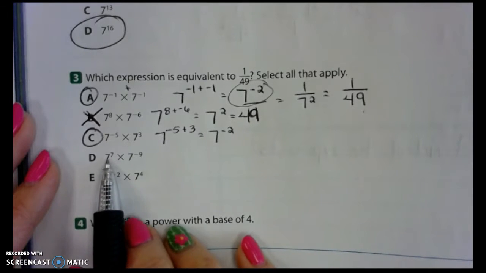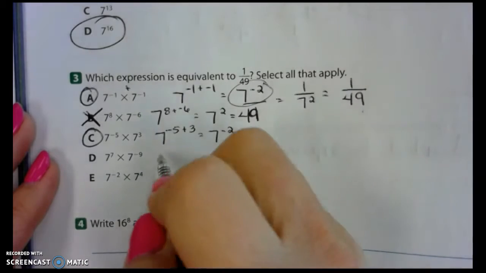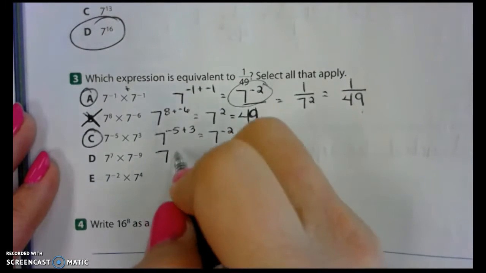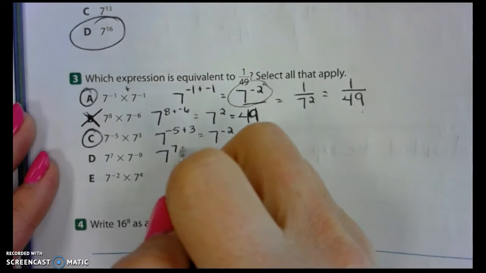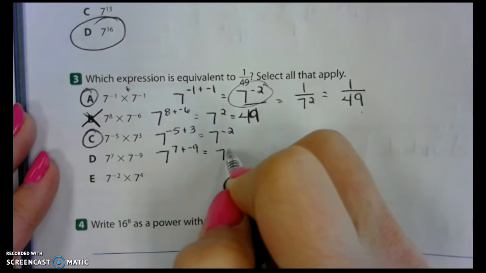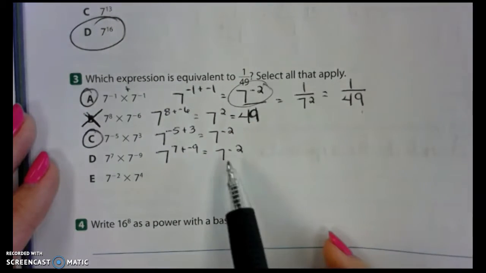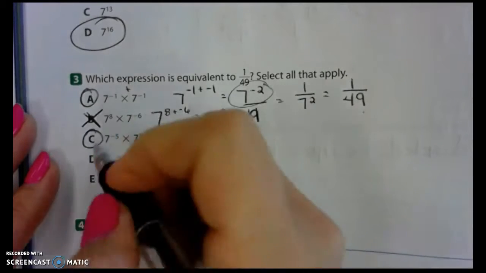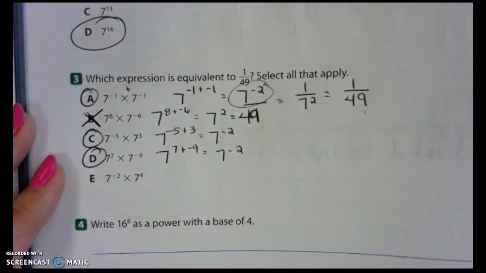On D, 7 to the 7th times 7 to the -9, product rule, keep the base. Add 7 plus -9 to get 7 to the -2. If 7 to the -2 was correct in C, it is also correct in D.